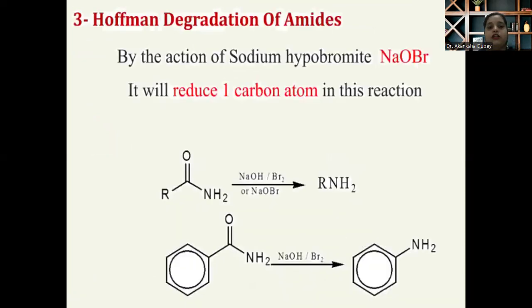Next, we have a very important reaction that is called Hofmann degradation reaction of amides. So here, as you can see, if an amide group is treated with sodium hypobromite, that is NaOBr, in presence of NaOH and bromine, it could be converted into primary amines.